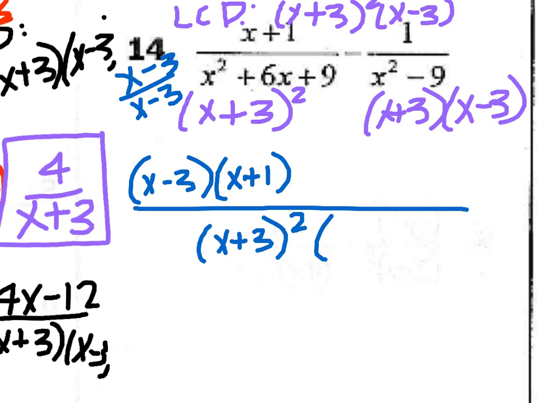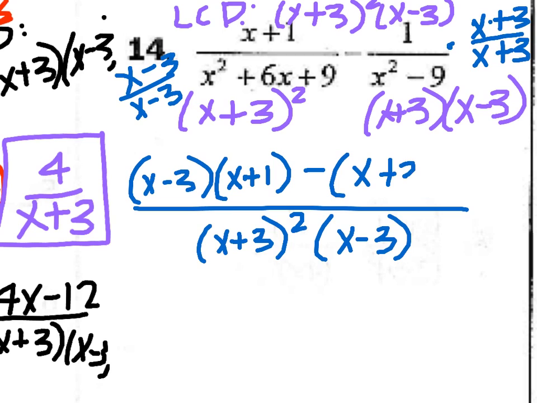The second one, I am missing an x plus 3. So I have minus x plus 3. At this point, I cannot cancel stuff out because of this minus sign, so I'm going to have to FOIL and distribute the negative. So this is what I end up getting in my numerator.